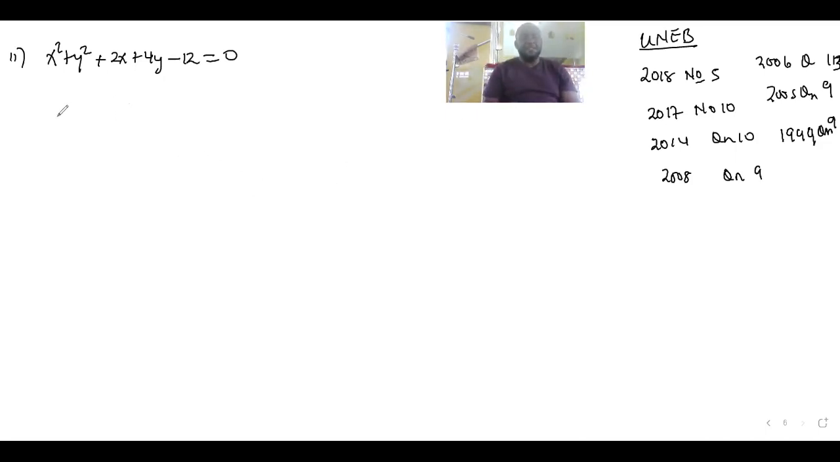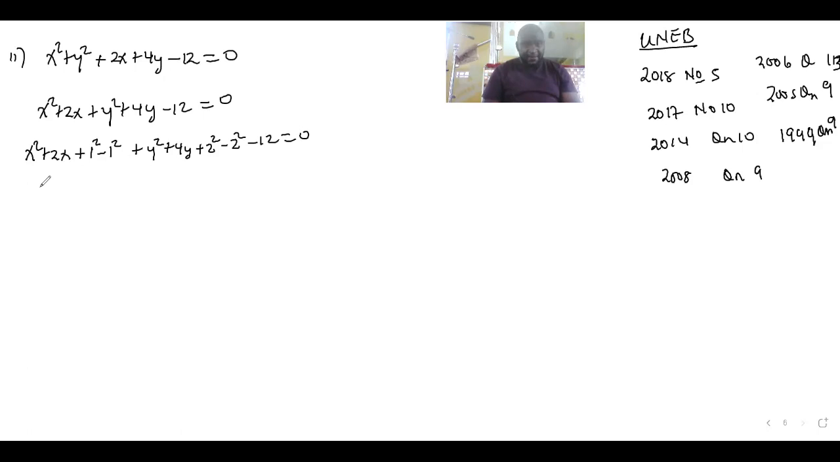The same thing: first collect like terms. You get x squared plus 2x plus y squared plus 4y minus 12 is 0. Complete squares for both of them. X squared plus 2x, half the 2, you get 1, square it, subtract by itself. Plus y squared plus 4y, half the 4 is 2, square it, subtract by itself. Minus 12 is 0.